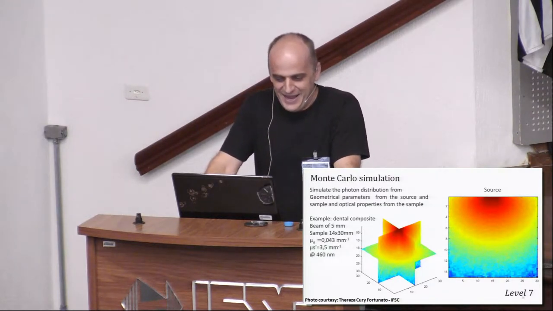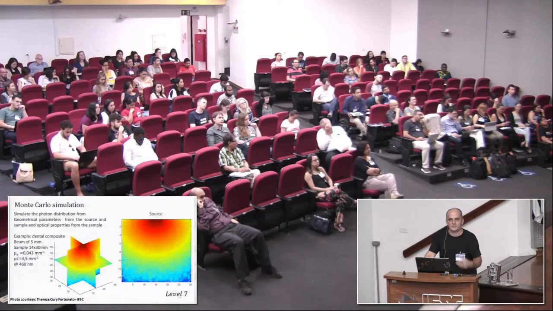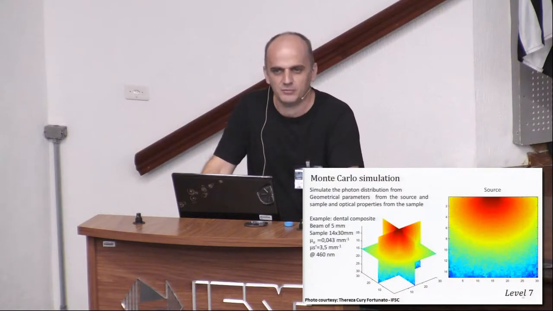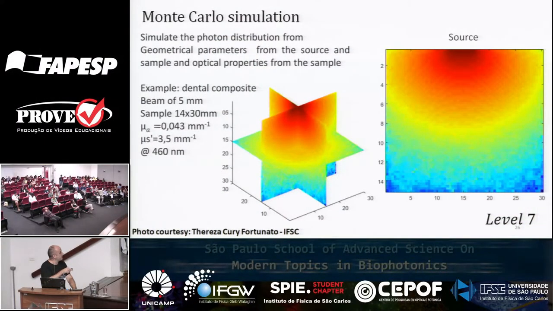And I simulate here what you have if you want to introduce in your experiment the geometrical information. Here we have a sample of 14 to 30 millimeters. You have a beam of 5 millimeters, and I give to Teresa the optical properties, the absorption coefficient and the scatter coefficient, and she produces a three-dimensional distribution of light in the tissue.